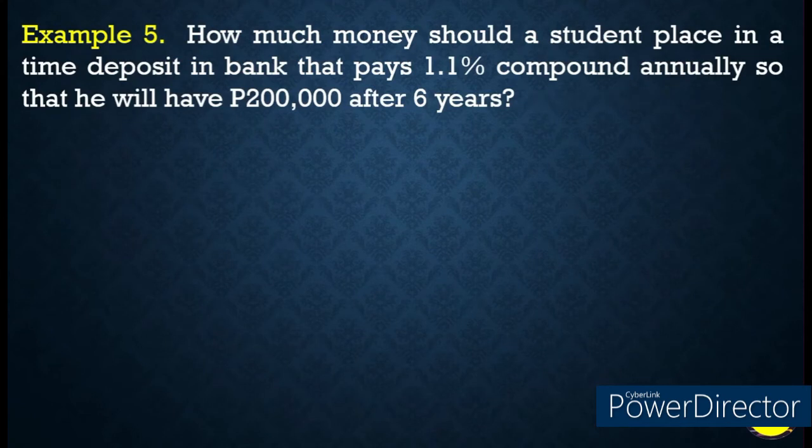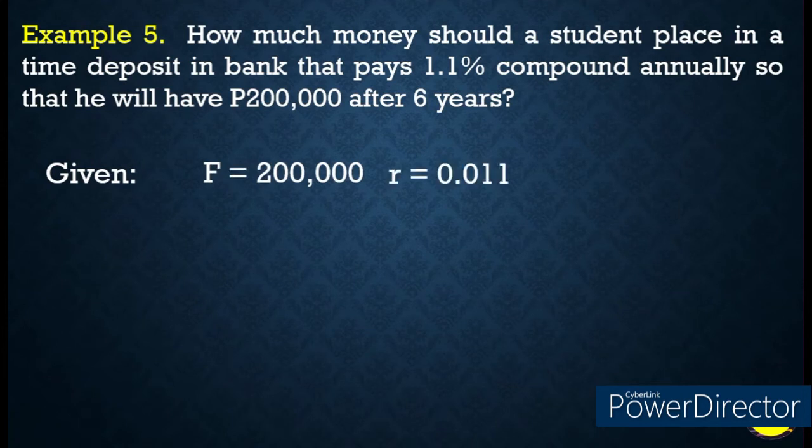Another, how much money should a student place in a time deposit in a bank that pays 1.1% compounded annually so that we will have 200,000 after 6 years? So magkano yung kailangan niya i-deposit? After 6 years, yung pera na yon ay 200,000 pesos na. So ang hinahanap natin dito is present value. So using the formula, we need to identify first all the given values. So the future value is 200,000 and then rate is 0.011 since that is 1.1%. And then the term is 6 years.